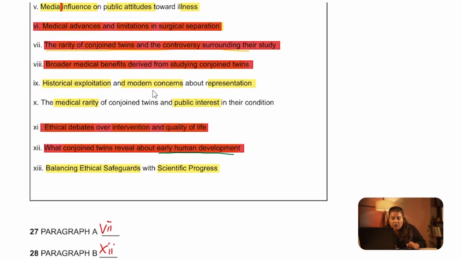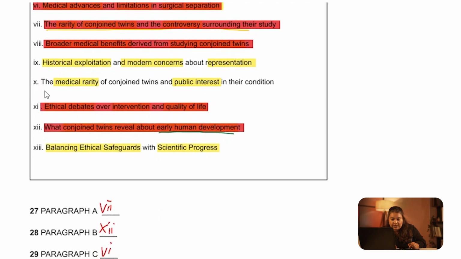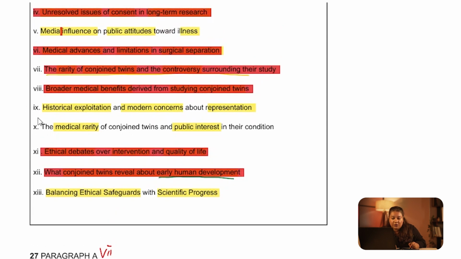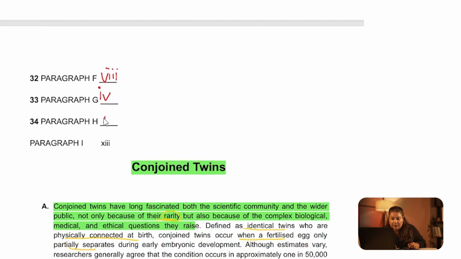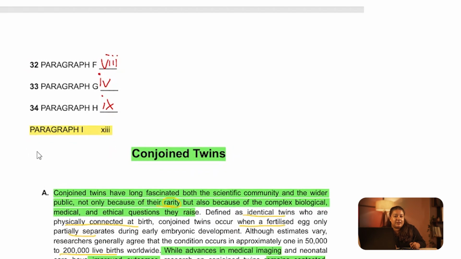Historical exploitation and modern concerns about representation, yes. Medical rarity and balancing ethical safeguard, not really. So we will go with option number 9. Historical exploitation and modern concerns about representation. So answer to paragraph H is going to be option number 9. So let's put it in the blank. So this is already done, which is your paragraph I is option 13, which is already done. So that's basically an example.